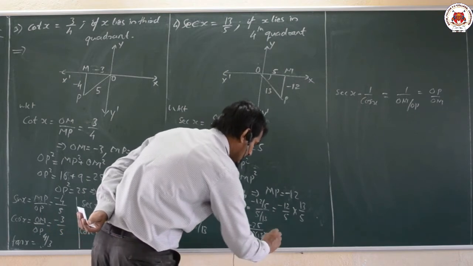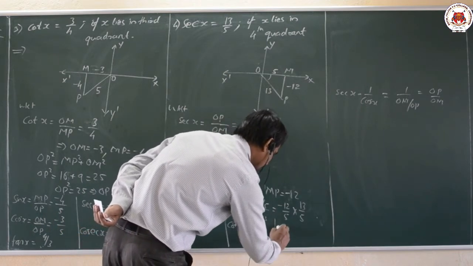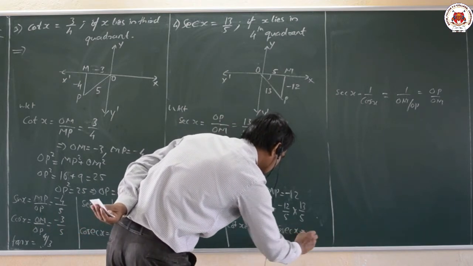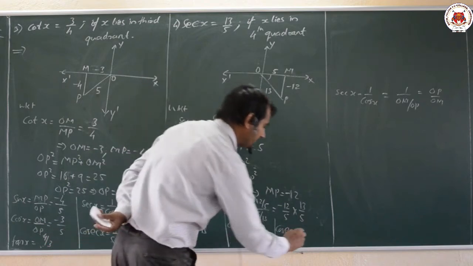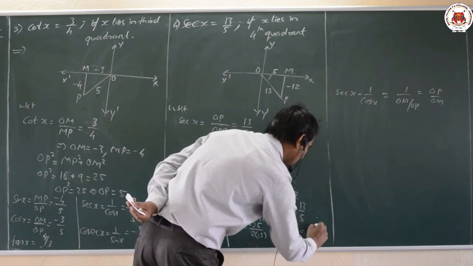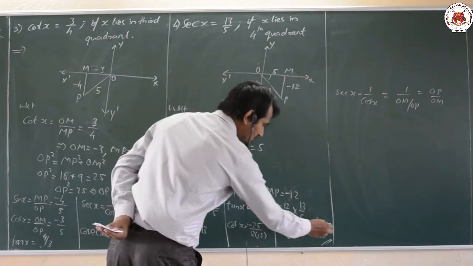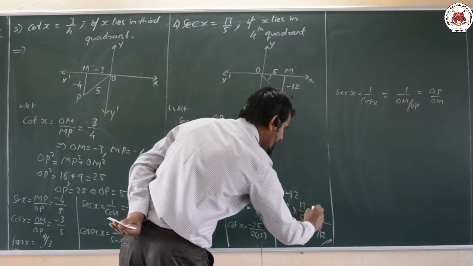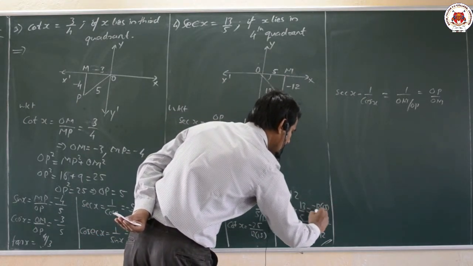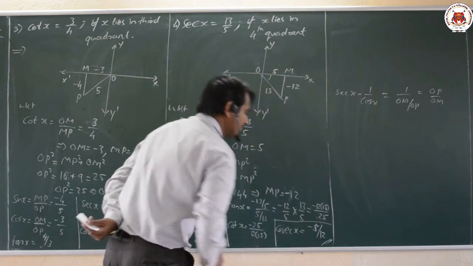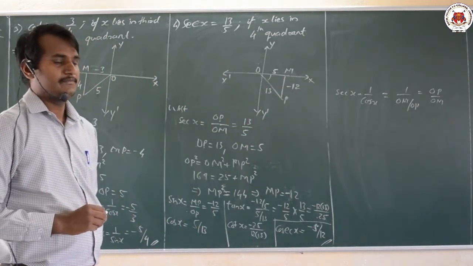Then at last, the last value will be cosecant x. Cosecant x value is 1 by sine, that is nothing but here minus 5 by 12. That is your required answer here. Okay, dear students, the problems are very simple. You just need a little bit of calculator use, and you can solve the values here.